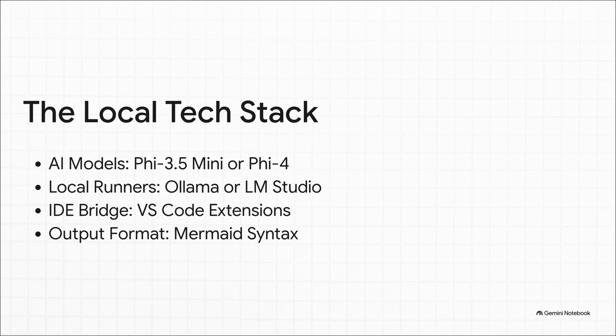So to actually pull this automation off, we're going to combine 4 core pillars to build out our local tech stack. First up, our AI models. We'll be using either Phi 3.5 Mini or Phi 4. Second, our local runners. This is the software that actually executes the AI, so think Ollama or LM Studio. Third, we have our IDE bridge. These are the tools connecting the AI directly into our editor, specifically VS Code via the Continue extension or the Microsoft AI Toolkit. And finally, number 4, our output format, mermaid syntax, which is exactly how we'll get our actual visuals.